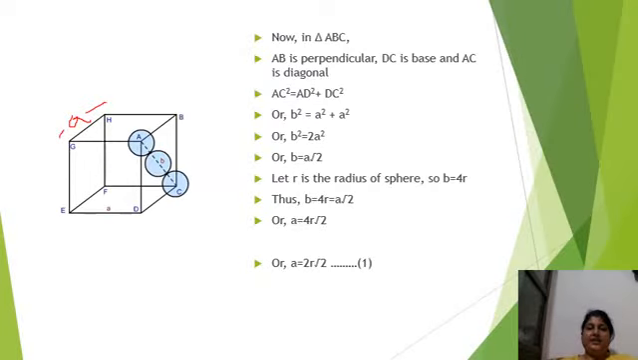Now in triangle ABC, see this triangle ABC. In triangle ABC, angle B will be 90 degrees. So according to the Pythagoras theorem, this is 90 degrees. So AC square is equal to what will it be?